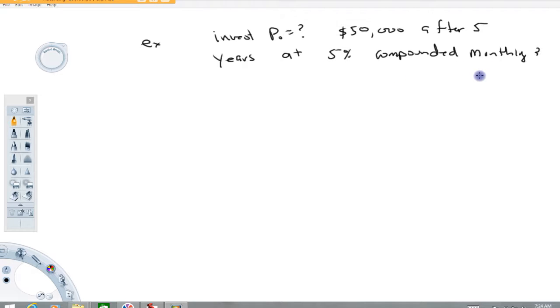Okay, so this is a kind of standard compound interest formula. I'm going to start by writing this out. P equals P sub O times 1 plus I to the n.